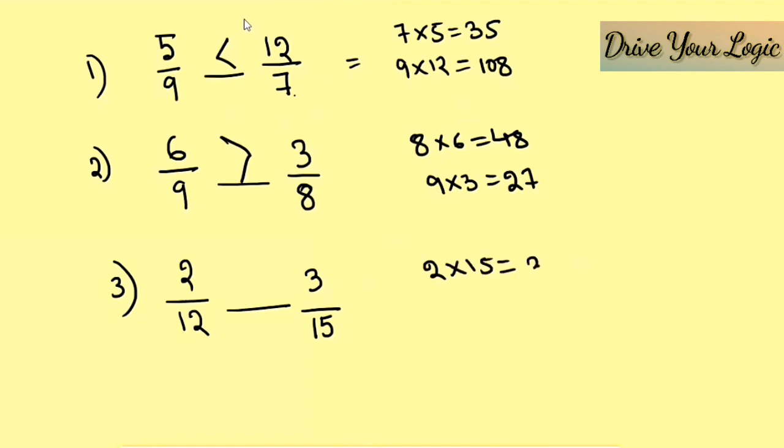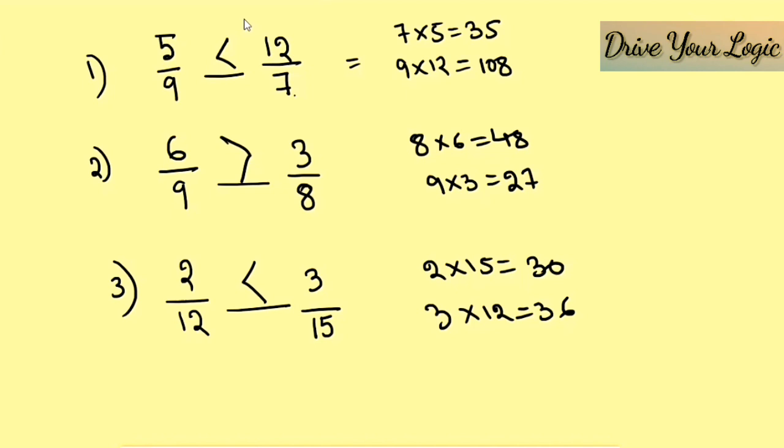This one, 2 into 15 is 30, and here 3 into 12 is 36. So which is greater? This one is greater. So very easy. You can do this, and in this way you can find equivalent and non-equivalent sums also. For example, there can be questions that ask which is equivalent and which is not equivalent. This type of sums you are also going to get. At that time, very easily use this concept of cross multiplication and you can find it.